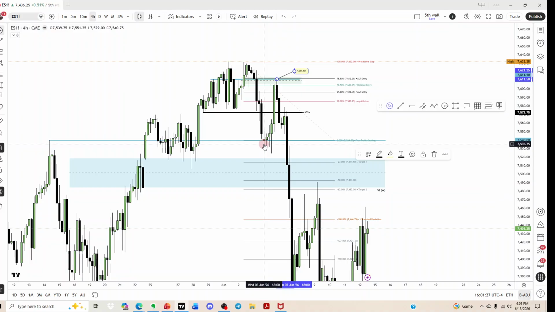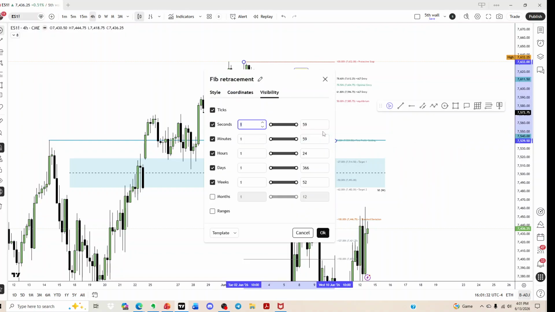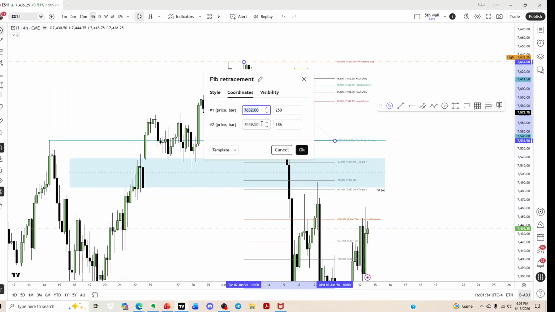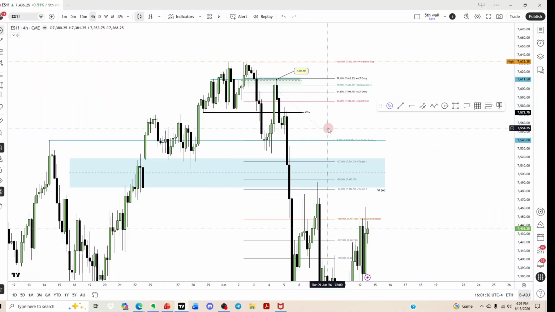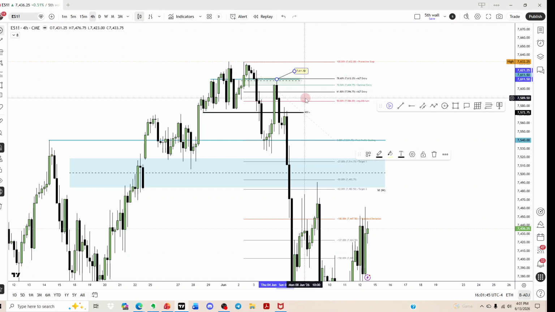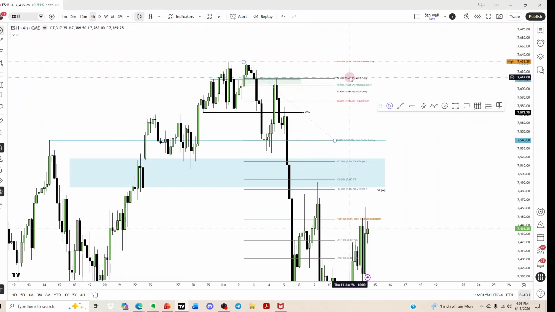What's this opening price? 75.39. 75. All right, so we're almost a point away. Am I speaking the truth? Yeah, 3 ticks. Anyway, still in the zone, the optimal trade entry zone, which is here to here.